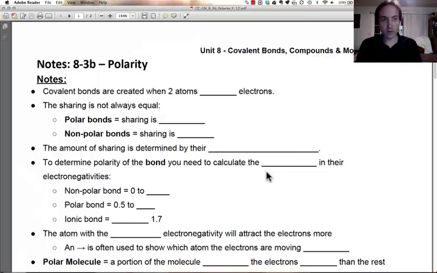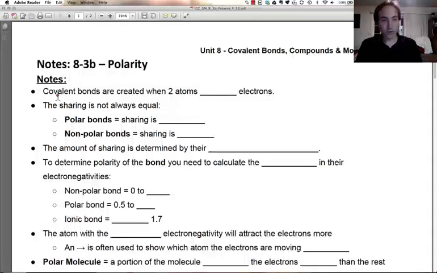In this video, we're going to talk about the polarity of bonds and molecules. When we're talking polarity, you can think of the Earth. The Earth has a positive pole and a negative pole. It's the idea that we're going to create a slight charge, positive and negative.